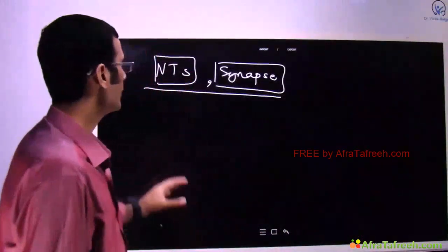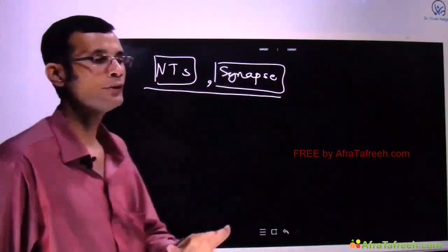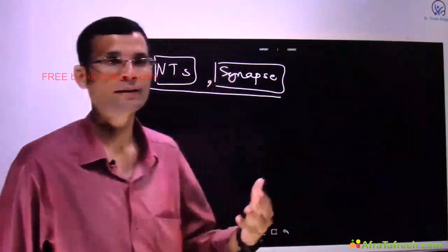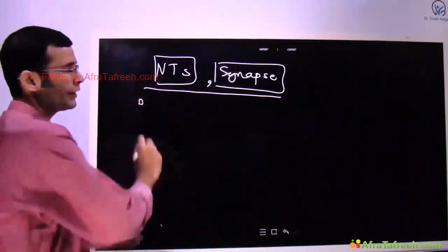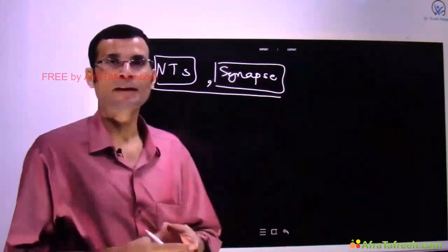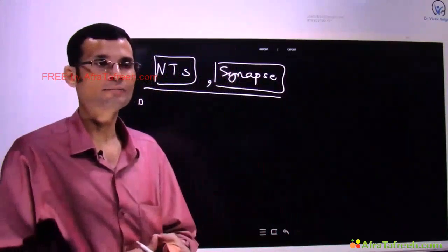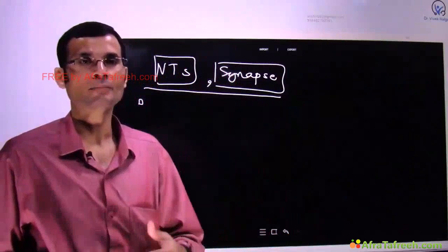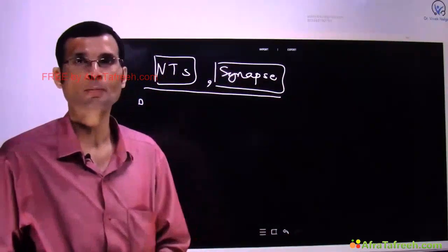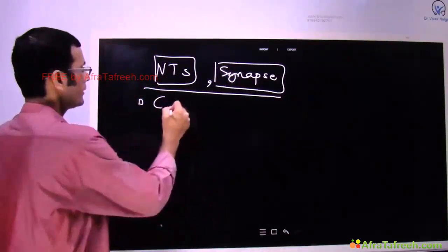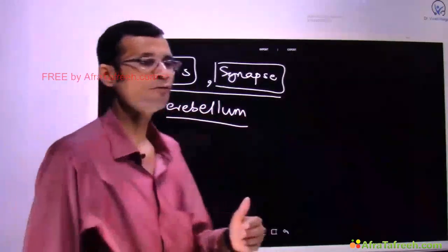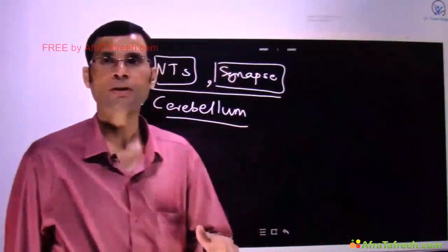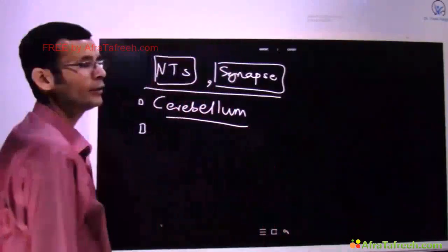Let us discuss some neurotransmitters and the synapses. Let's first see the fact-based information: which part in the brain weighs only 10% of the brain but has almost 50% of the neuronal population of the brain? It's the cerebellum. So the highest number of neurons in any one part of the brain is in the cerebellum.